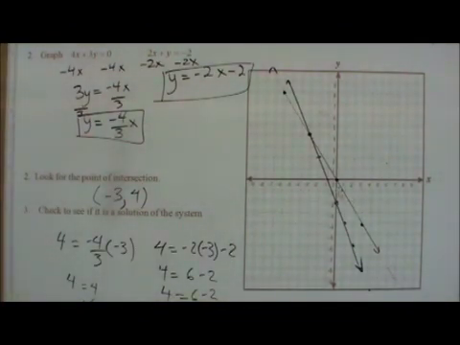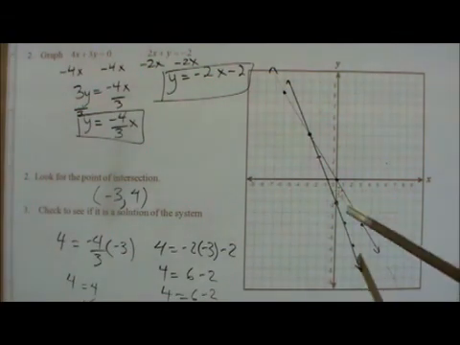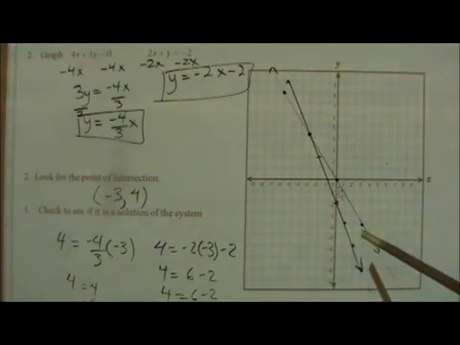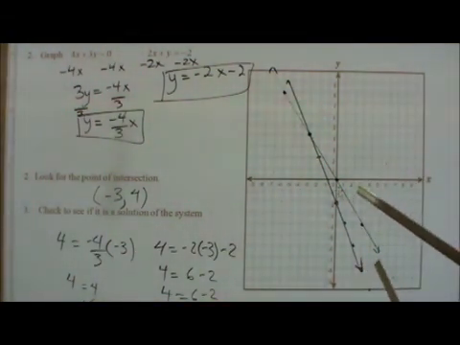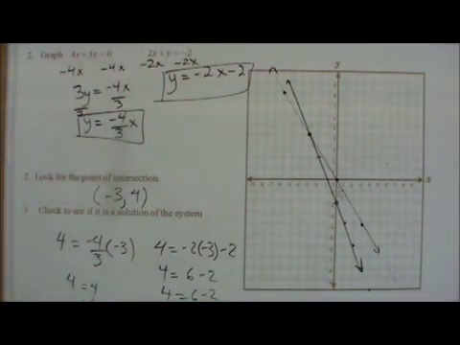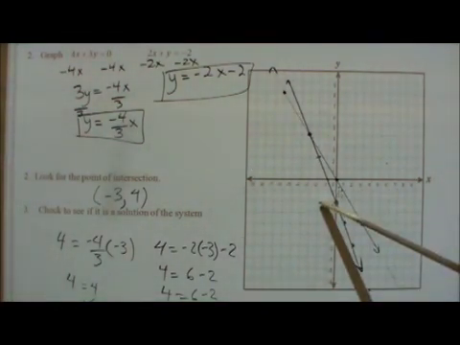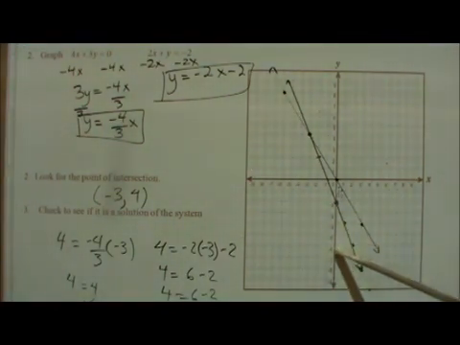After that, we graph both lines, graphing the first equation, start at the origin, down 4 over 3. I continue that the other way by going up 4 and over 3. My second equation, y equals -2x minus 2, start at -2, go down 2 over 1, down 2 over 1.